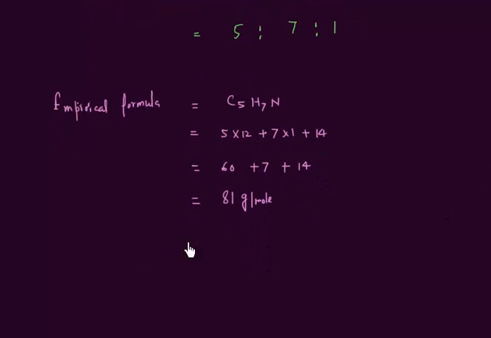14 plus 7 is equal to 21 and 21 plus 60 is equal to 81 gram per mole. Now we find out the number of moles by dividing the molar mass of nicotine by the molar mass of empirical formula. N is equal to, the molar mass of nicotine is given 162.0 gram per mole, and here we have the molar mass of empirical formula is 81 gram per mole, and if we divide 162 by 81, N is equal to 2.